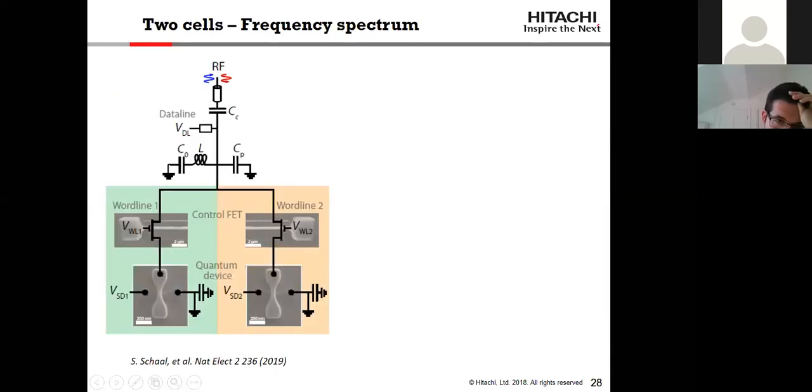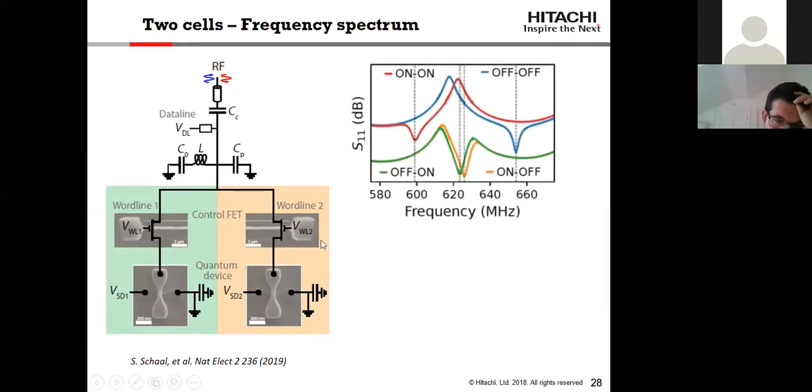Okay, so this is the frequency spectrum of the resonator. When we activate one, in the blue case, we have the spectrum of the resonator with no cells activated. We have a particular resonant frequency there. Then we activate one of the cells, in this case the orange one, and the frequency drops down because of the additional capacitance. Or we turn on the other cell, that's the green trace, and the frequency goes down as well because of the additional capacitance. If we turn the two on, the frequency goes even lower because of the addition of the two capacitances.